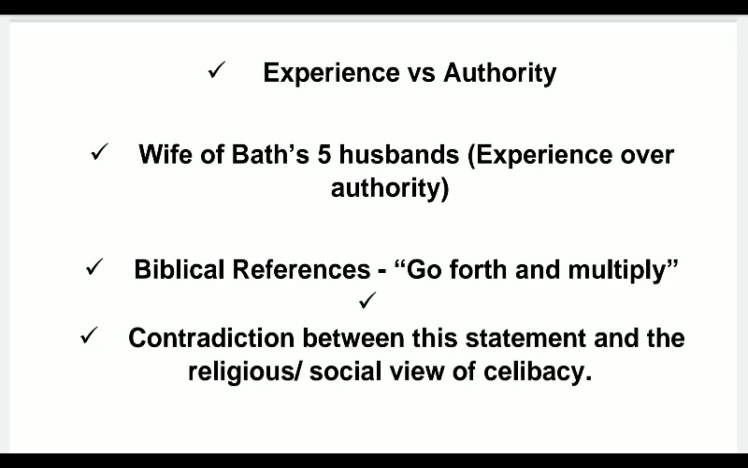So, Wife of Bath, as we know, she has 5 husbands, so she is all experienced in marriage and sexuality, and she believes that when it comes to marriage and the problems and the blessings of marriage, experience always plays a more important role than authority. And authority, at least here in the first section, is the religious authority or the church. And we will see how these two, experience in marriage and sexuality, play a kind of antagonism with the religious authority.